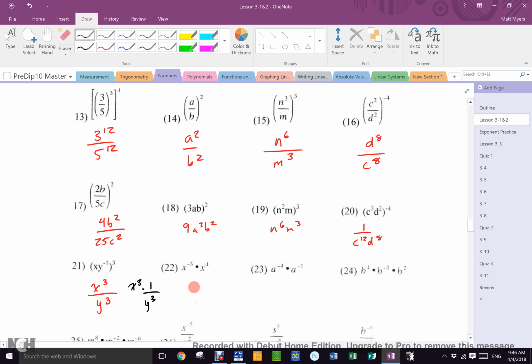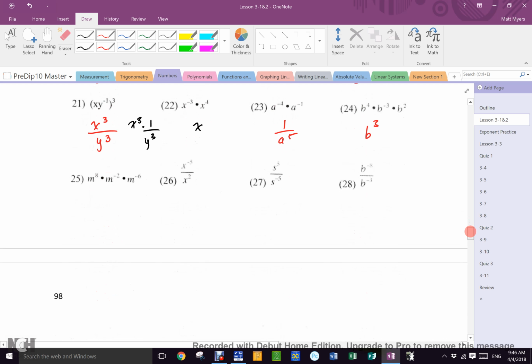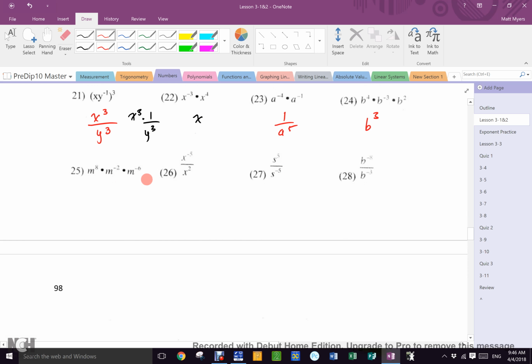Caleb. X to the power 1. X to the 1. Do we write 1? Nope. So it's just plain old x. 23. Hallie. 1 over a to the 5th. 24. Rhea. B cubed. Yes. Now, the printing got bad down here, so I'm just going to write them out.